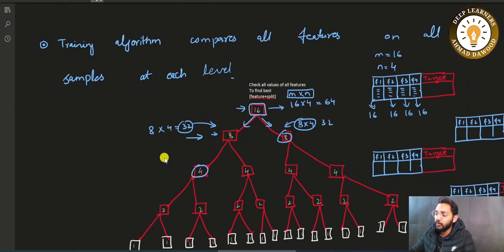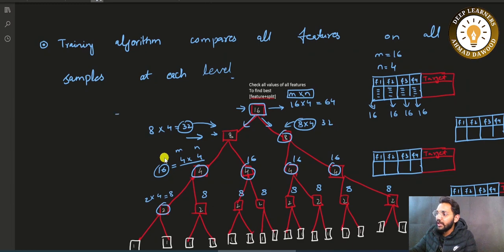Again, at this position, we have 4 samples. So 4 into 4 features. There are 4 features, so we have checked here 16 values to find the best split, and 16 here, 16 here, and 16 here. At this position, we have checked 2 samples into 4, 8 values to find the best split. 8 here, 8 here, 8 here, 8, 8, 8.